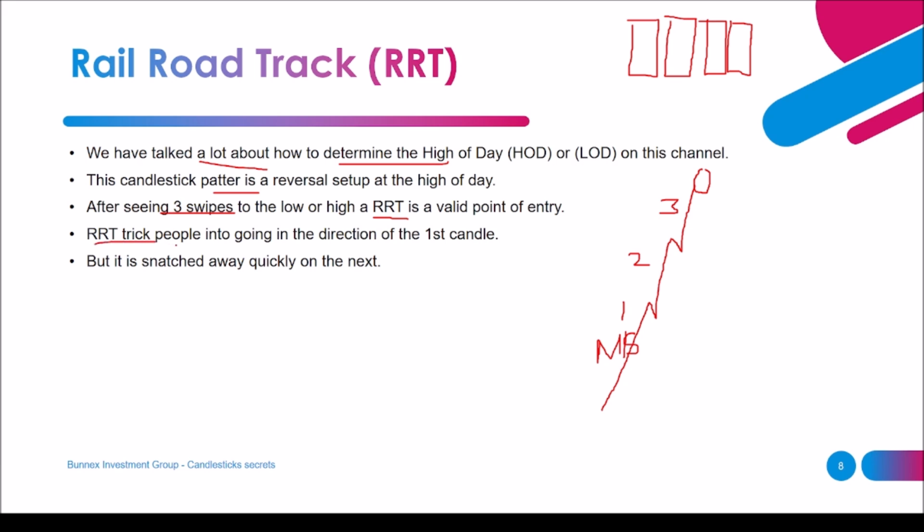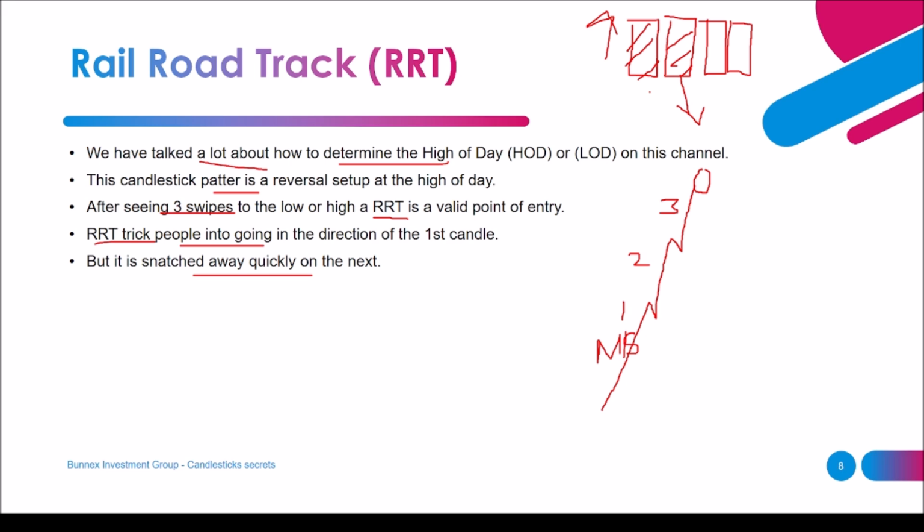Railroad tracks trick people into going in the direction of the first candle. Usually maybe this one will be green and this one will be red. Most likely people will go in the direction of the first candle, but later it is snatched away quickly on the next move. You'd see this one going in the opposite direction to this one. So it's all about knowing where to look for these candlestick reversal patterns.